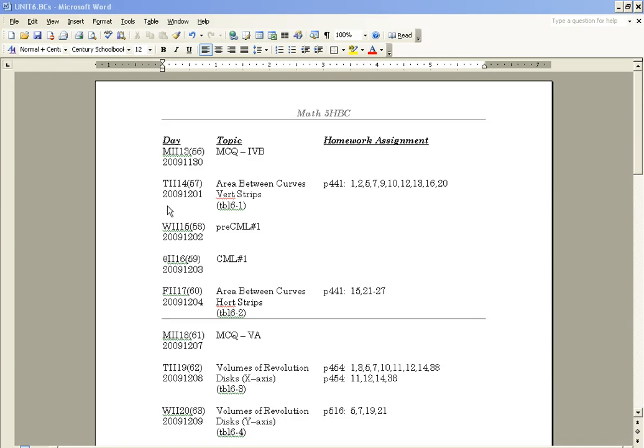So, today is Tuesday, December 1st. The first topic in our Unit 6 is area between curves. So this will be recording 6-1.